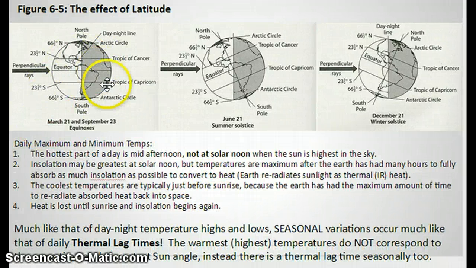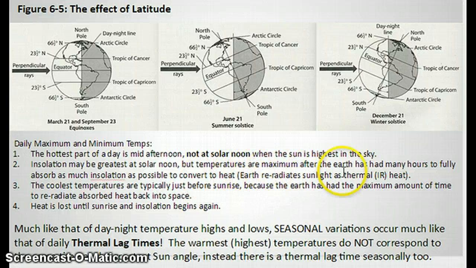So if I look here, here's an equinox, here's my summer solstice, and here's my winter solstice. So I'm putting it all together. But I want to make sure we're clear that maximum and minimum temperatures, the hottest part of days, are mid-afternoon, not at the solar noon when the sun is the highest in the sky or at the zenith. Insolation may be the greatest at solar noon, but the temperatures are at a maximum after the Earth has had many hours to fully absorb as much incoming solar radiation as possible to convert it into heat, right?